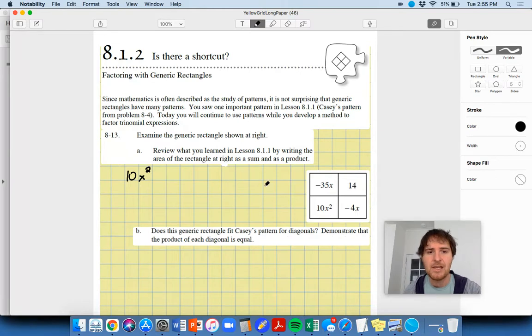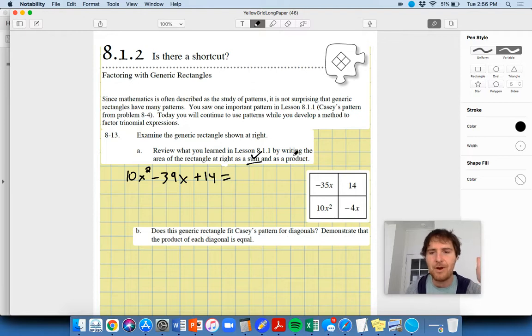In this problem, you have 10x squared minus 35x minus 4x, so we can combine like terms. That's going to be negative 39x, because negative 35, subtract 4, we're moving 4 away from 0, that's negative 39x. And then we add 14 here. So there's my sum. I checked that one off. Now I've got to write this as a product.